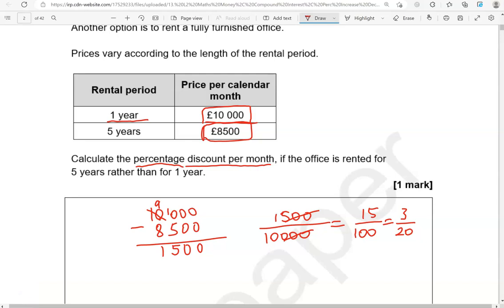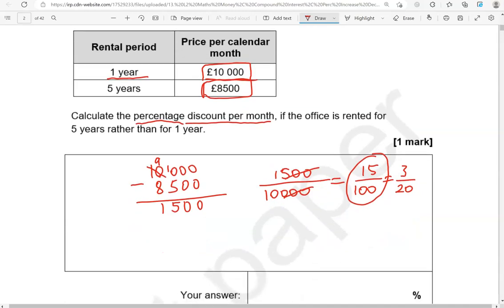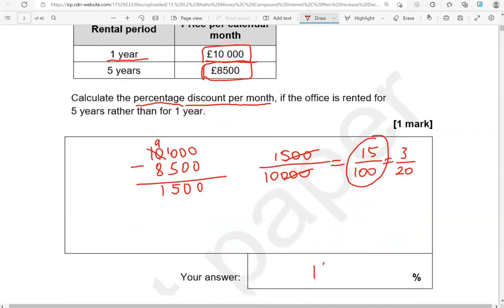Now I simplified this and got the simplest form. However, to work it out as percentage, all I need is this. 15 out of 100, which is 15%. So rather than going and dividing 3 by 20 to get it as a decimal and then convert it into a percentage, I can just stay here with 15%. 15 out of 100 means 15%.